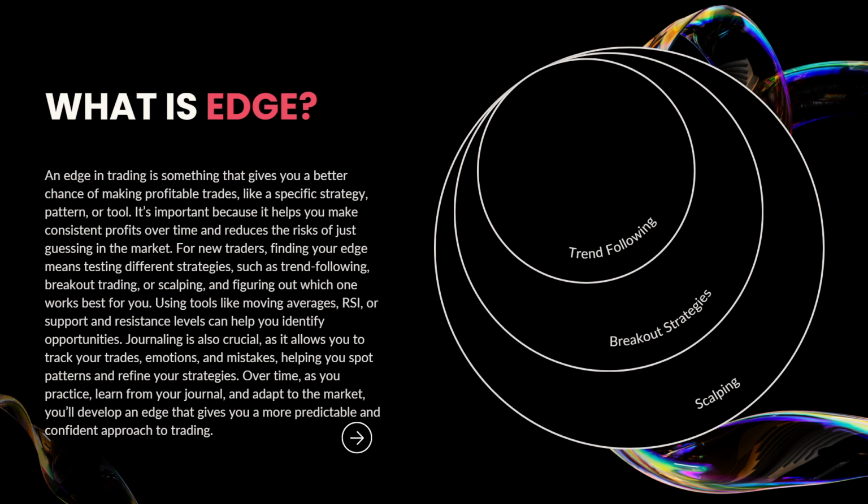What is edge? Finding edge is about finding something that gives you an advantage over other traders. This could be a strategy that works well in certain market conditions, or maybe you're really good at reading charts. An edge in trading is something that gives you a better chance of making profitable trades, like a specific strategy, pattern, or a tool. It's important because it helps you make consistent profits over time and reduces the risks of just guessing in the market.